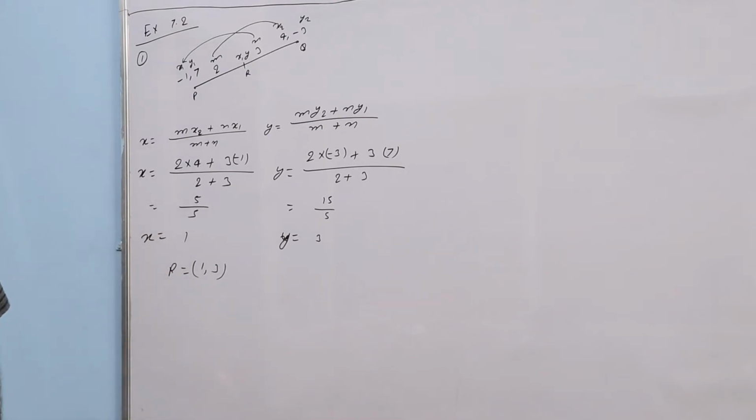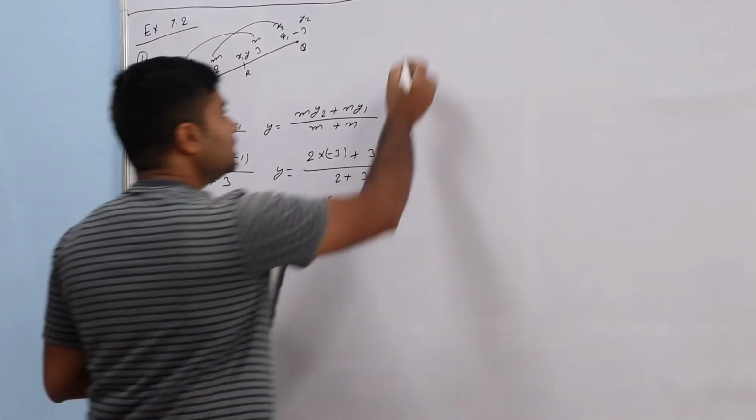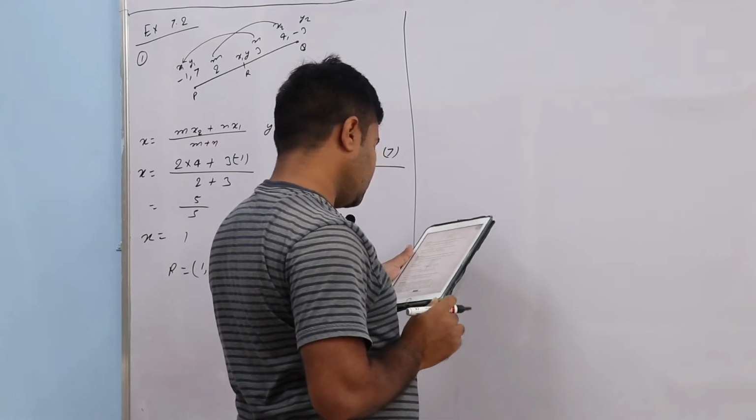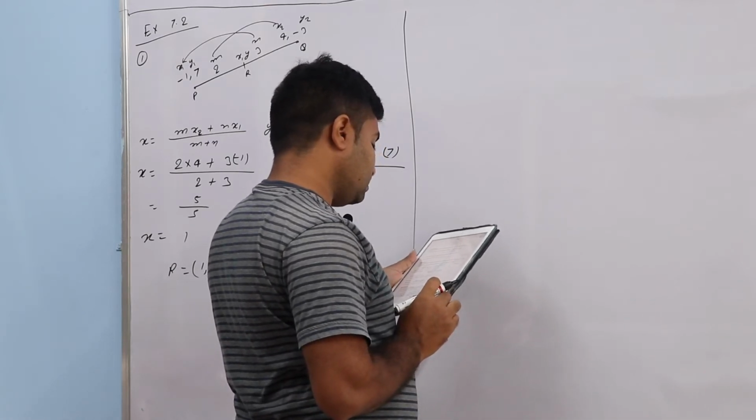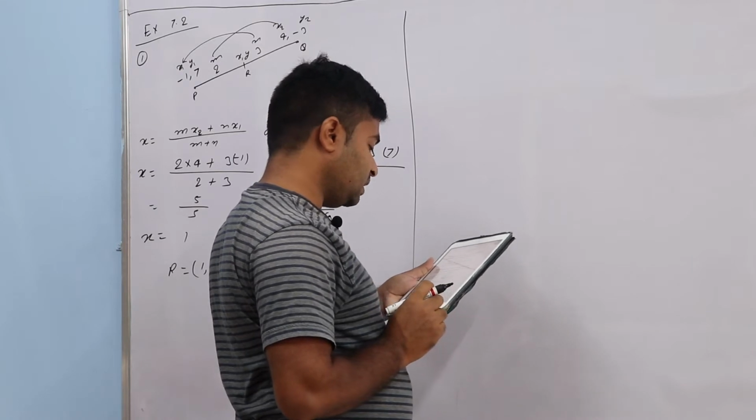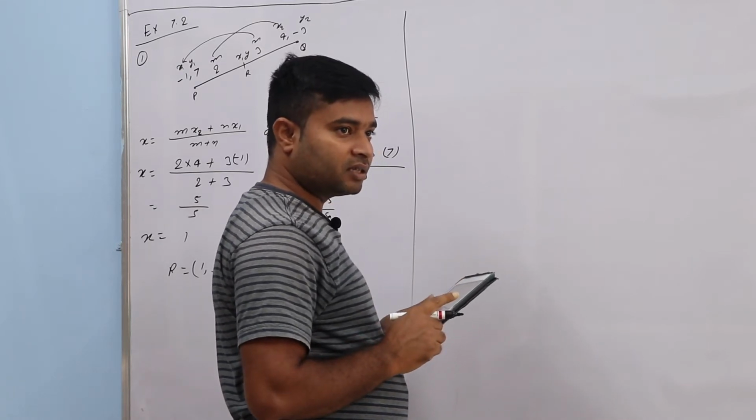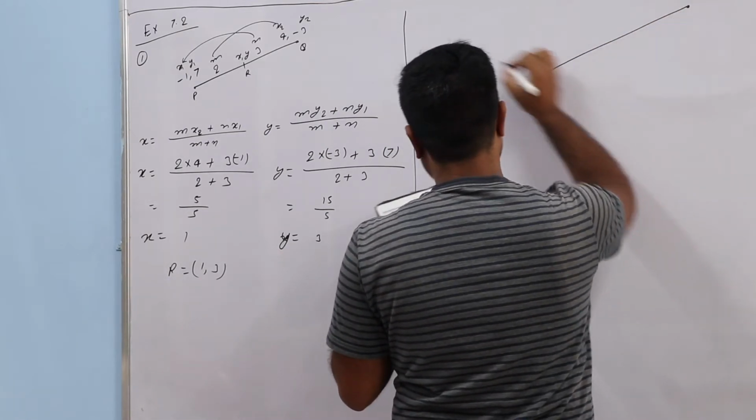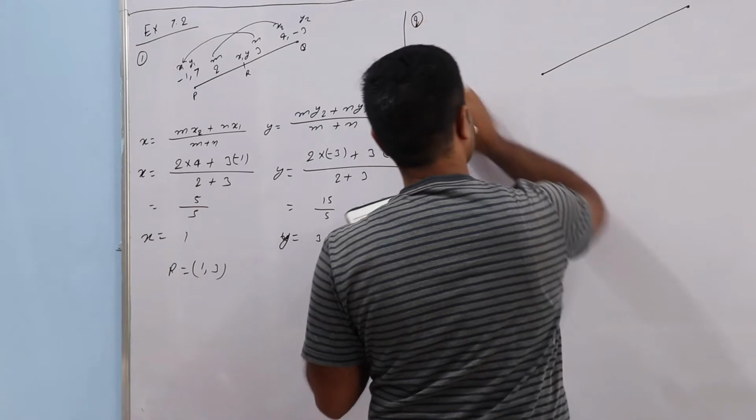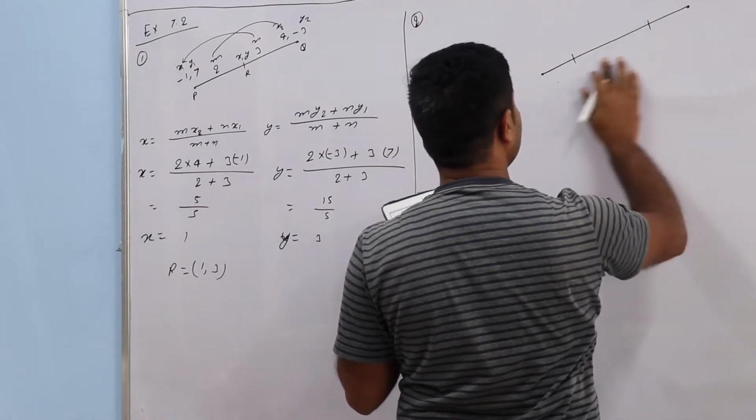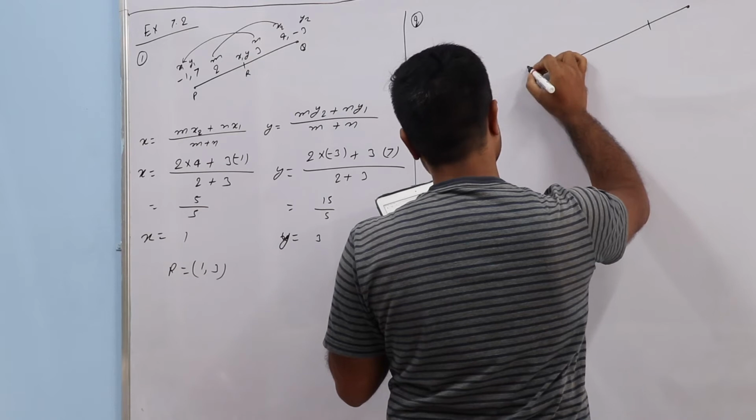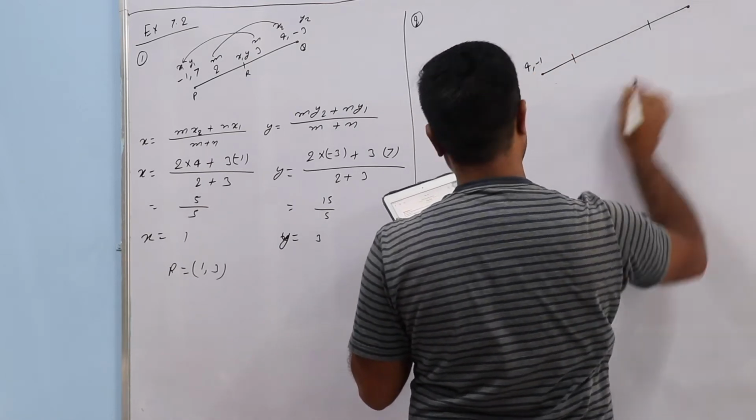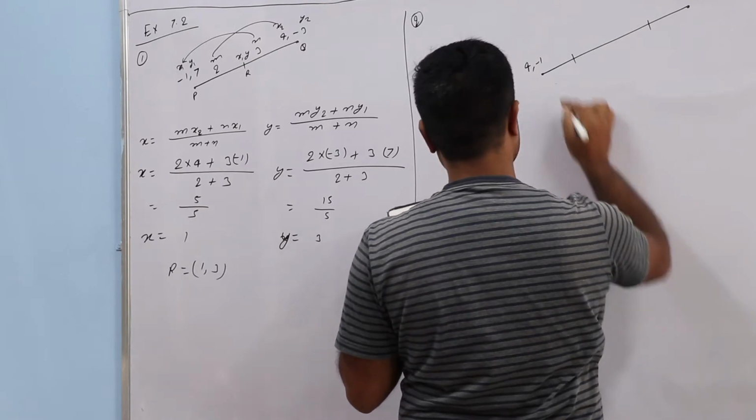Question number 2. Find the coordinates of the points of trisection. Yesterday we did one question on trisection. Here points are given. Trisection means divided into 3 equal parts, and the points are given (4, -1) and (-2, -3).